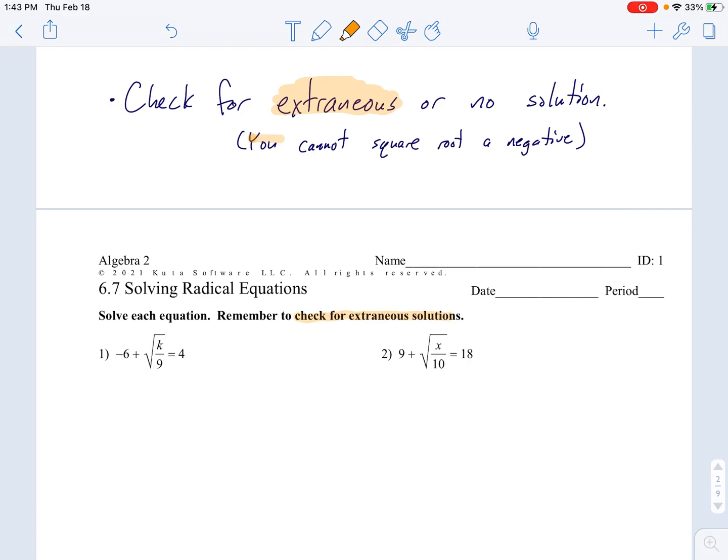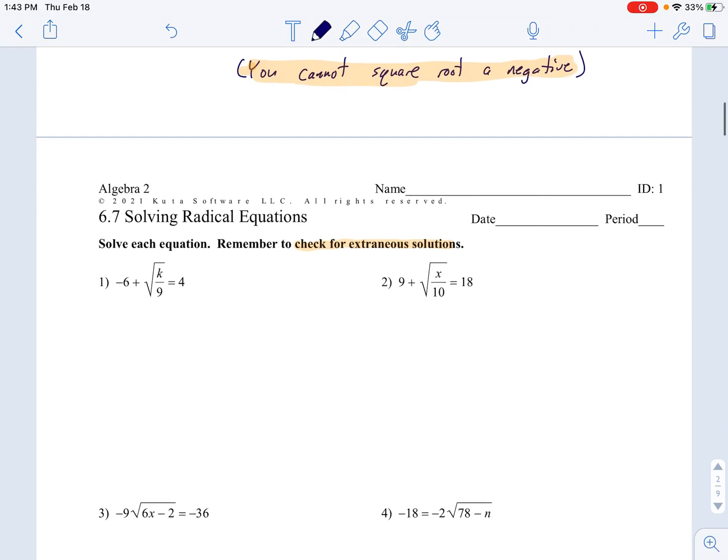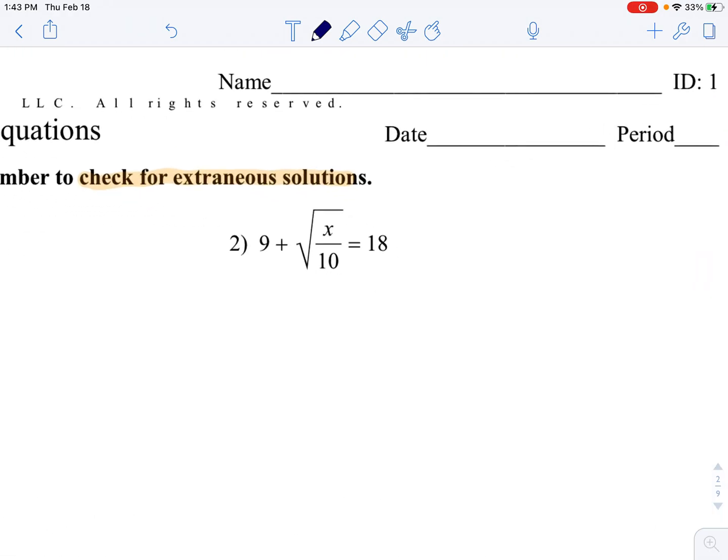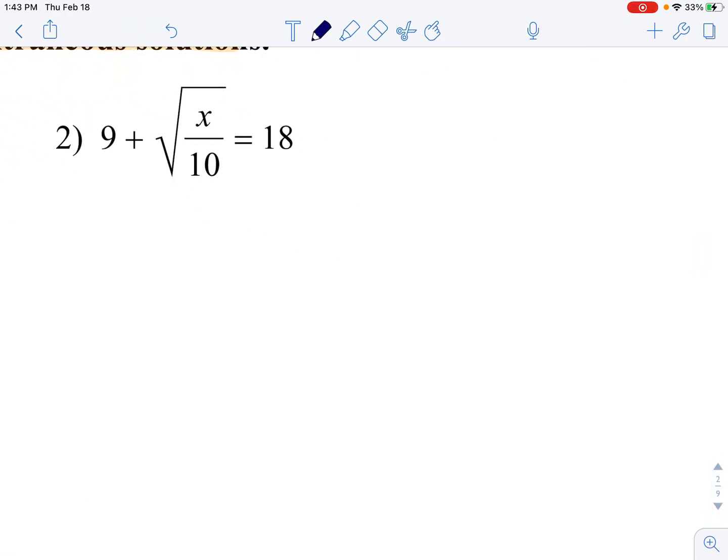Basically what it comes down to though is trying to square root a negative number. Remember, you can't square root negatives unless you get into imaginary numbers, and in these equations we're only going to be in the realm of real numbers. So like number 2, if we worked this all out and we got x equals negative 100, obviously that can't work because when you plug it in, you'd be doing the square root of a negative 100, which you can't do. So that would be an extraneous solution.